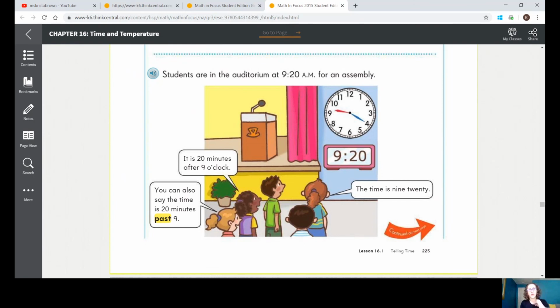Students are in the auditorium at 9:20 a.m. for an assembly. You can also say the time is 20 minutes past 9. It is 20 minutes after 9 o'clock. The time is 9:20. There's lots of different ways to say that.